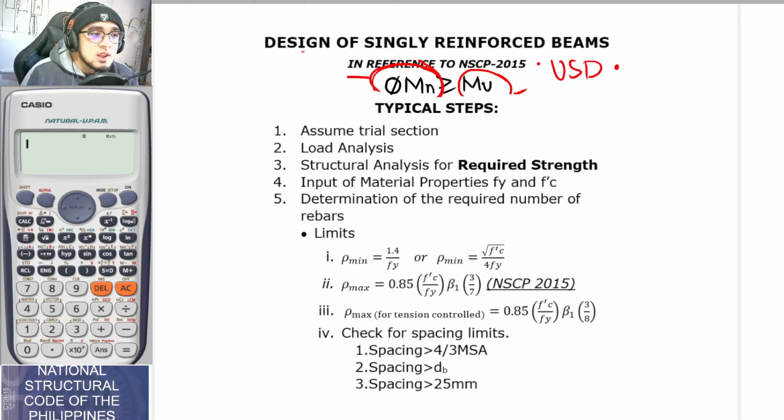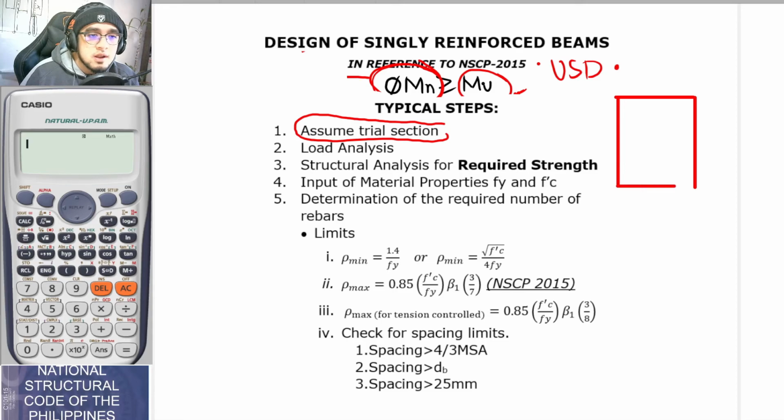So the first thing that you will be doing is assuming a trial section. What that means is that, for example, this is your reinforced concrete beam. You will be assuming bw and h. So guys, this is h and not d. d is the effective depth. So let's say that this is the centroid of your steel rebars. The value of your d is from the topmost fiber up until the centroid of your steel. So that is your effective d.